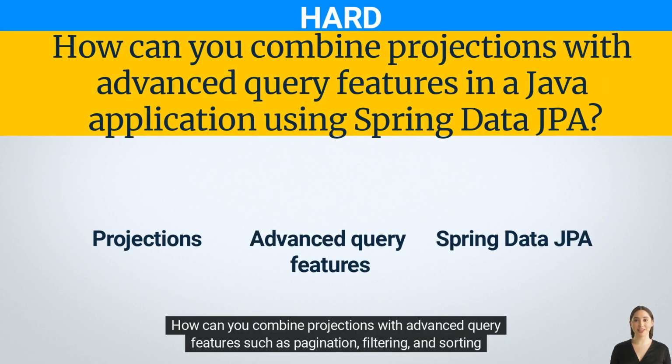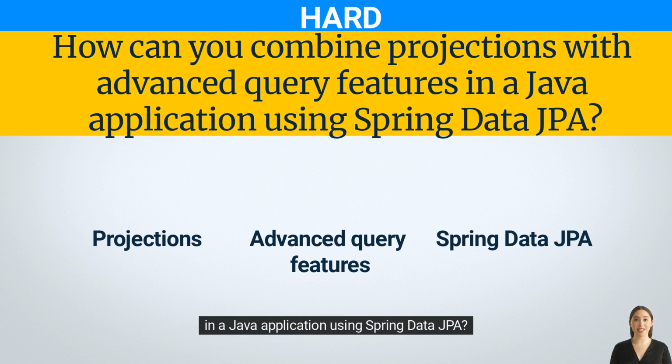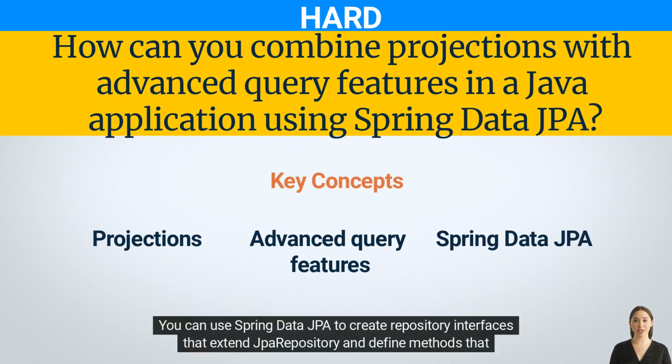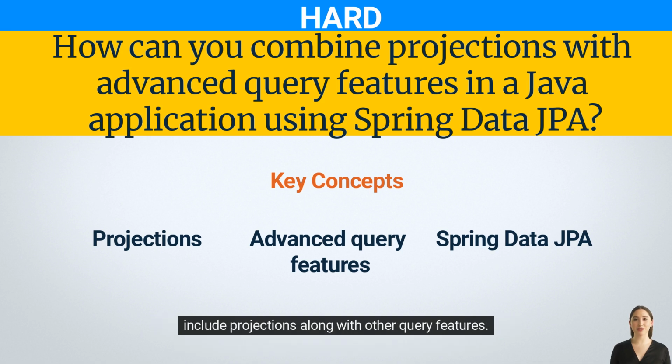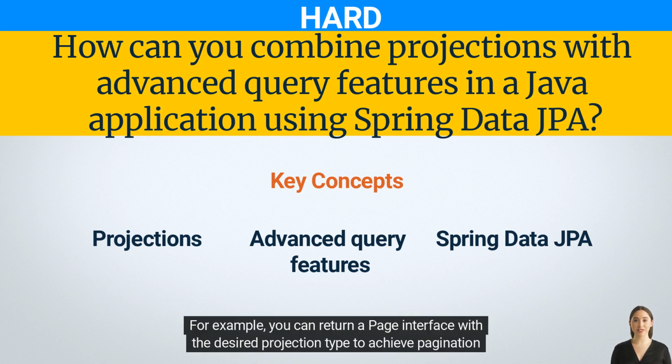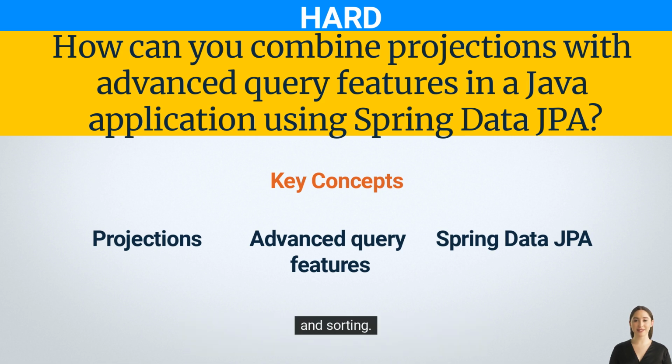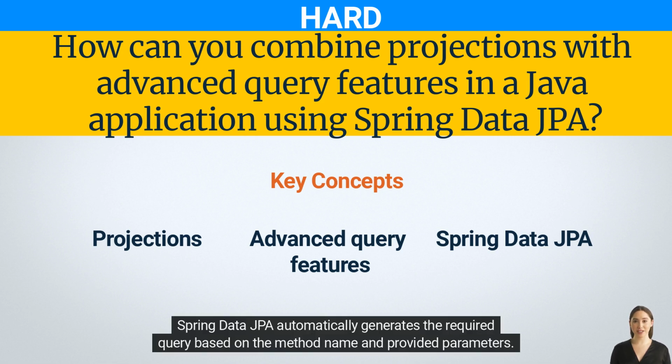How can you combine projections with advanced query features such as pagination, filtering, and sorting in a Java application using Spring Data JPA? You can use Spring Data JPA to create repository interfaces that extend JpaRepository and define methods that include projections along with other query features. For example, you can return a Page interface with the desired projection type to achieve pagination and sorting. Spring Data JPA automatically generates the required query based on the method name and provided parameters.